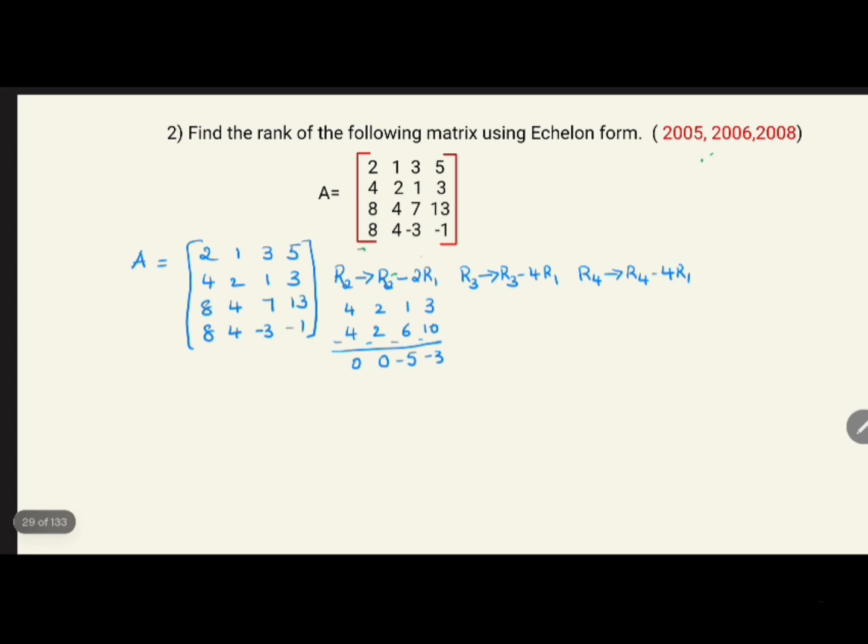Next R3 minus 4R1. So write down R3, it is 8 4 7 13 and multiply R1 with 4. So 4 2s are 8, 4 4s are 8, 4 3s are 12, 4 5s are 20. So minus minus minus minus 0 0, 12 minus 7, it is minus 5.